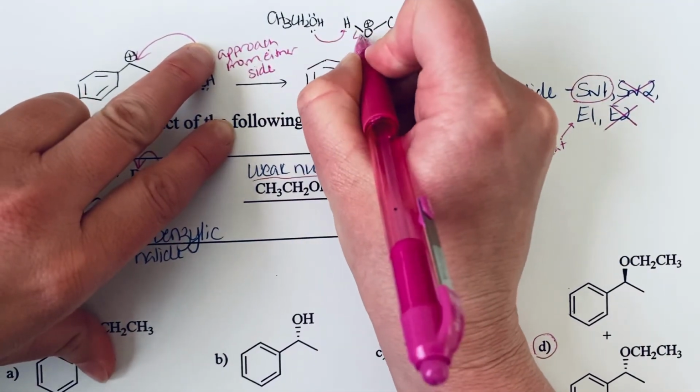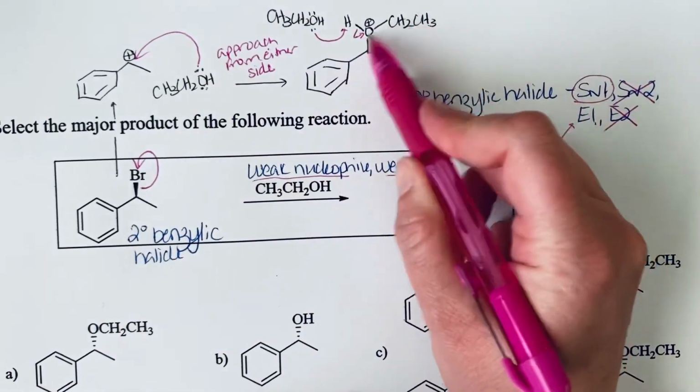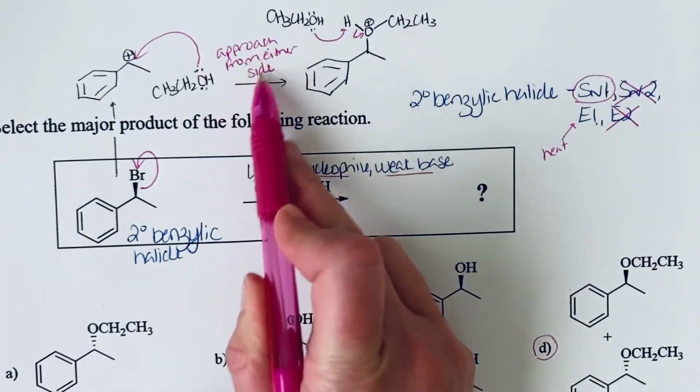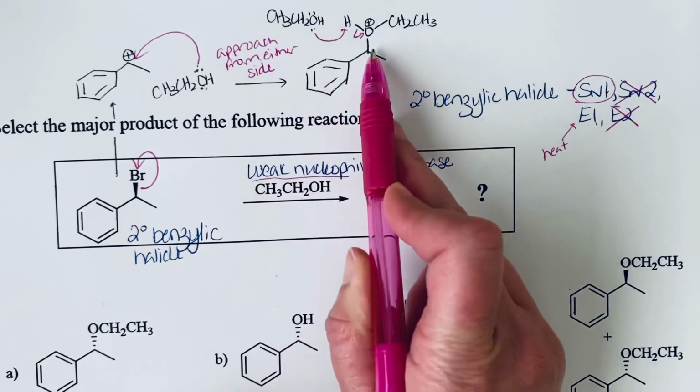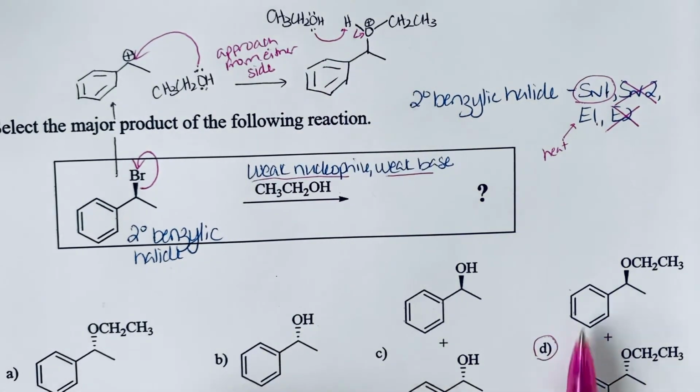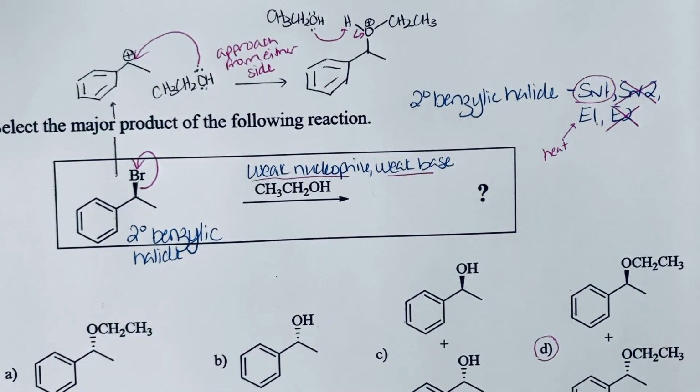And then we remove that hydrogen, we are going to be left with the ether. And because this can approach from either side, you'll have about 50% with that bond being on a wedge and about 50% on a dash, indicating that racemic mixture of products.